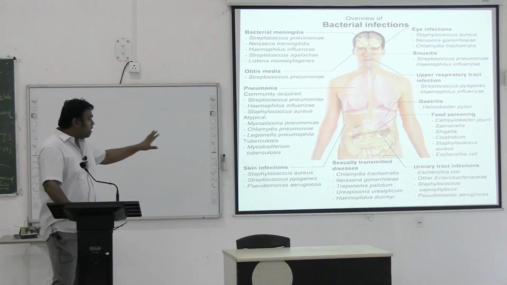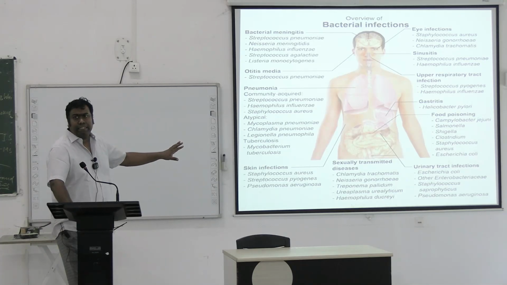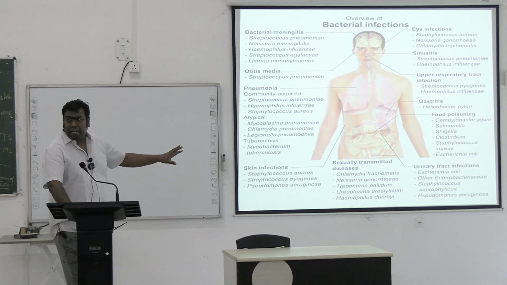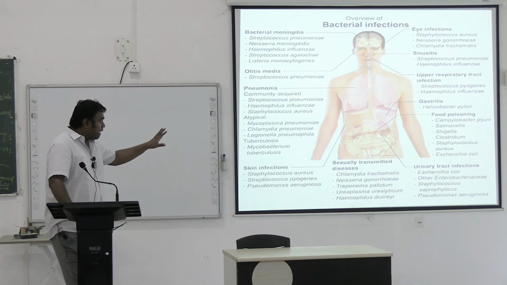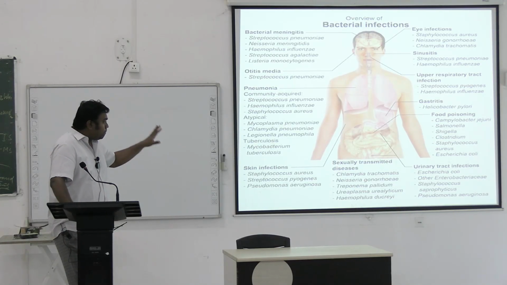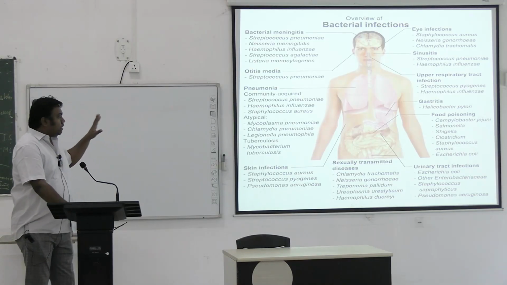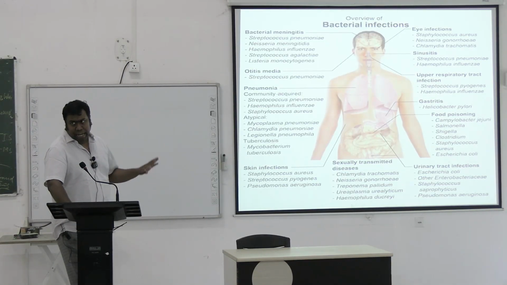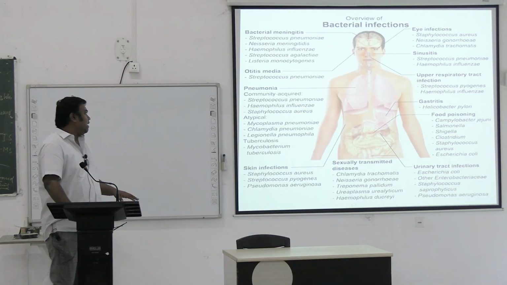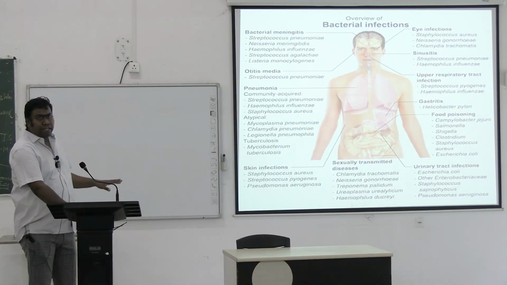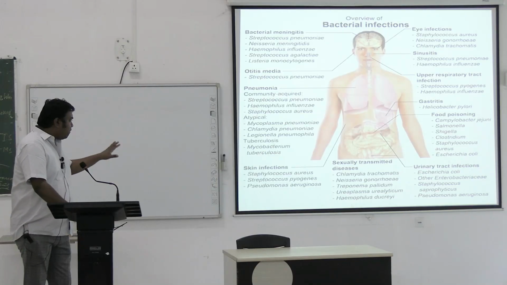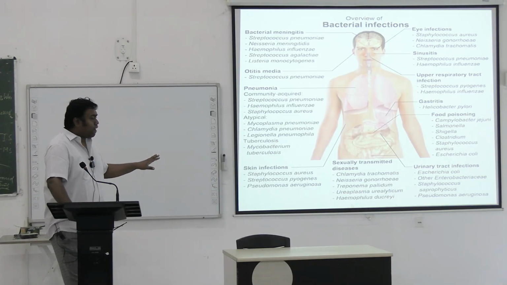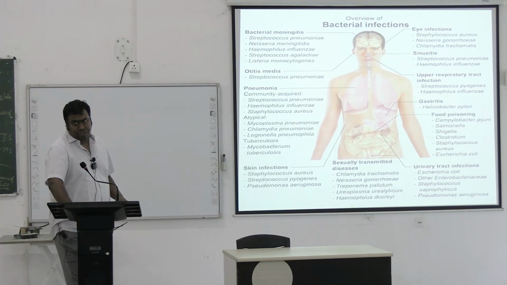Then urinary tract infection, the common cause of urinary tract infection is E. coli. Then other Enterobacteriaceae, sometimes Staphylococcus saprophyticus and Pseudomonas aeruginosa can cause this urinary tract infection. Then skin infection, the most common are Staph aureus, Streptococcus pyogenes and Pseudomonas aeruginosa.